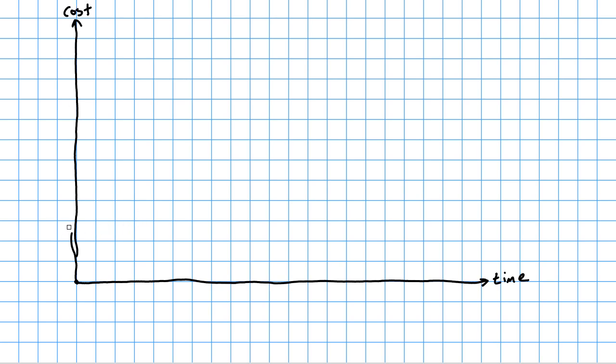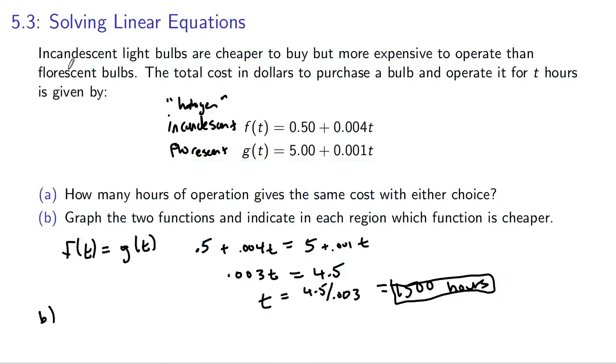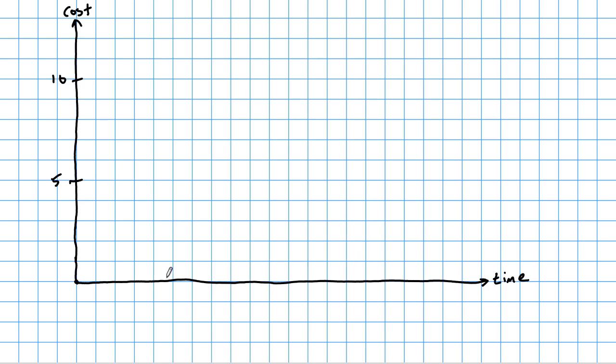One, two, three, four, 5; 1, 2, 3, 4, 5, 10. If we go back and look at our hours, 1,500 hours is when we broke even. So let's go to 2,000 hours. So we have 5, 10, 15, 20 on the cost axis. And this would be 500, 1,000, 1,500, 2,000 on the time axis. Time is in hours. The cost is in dollars.